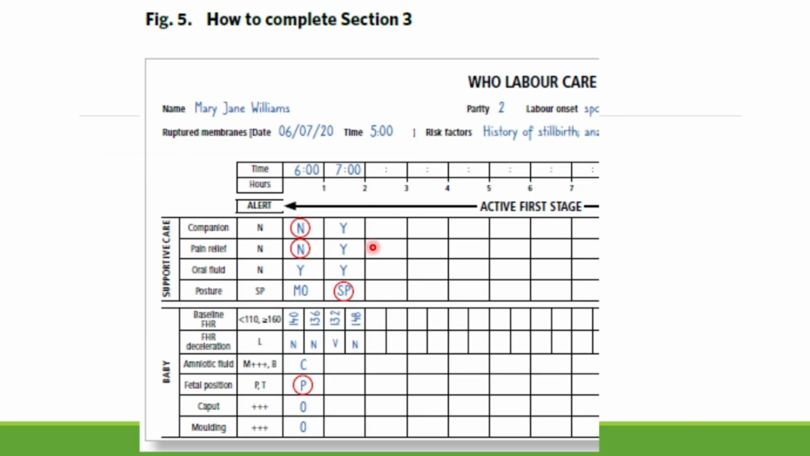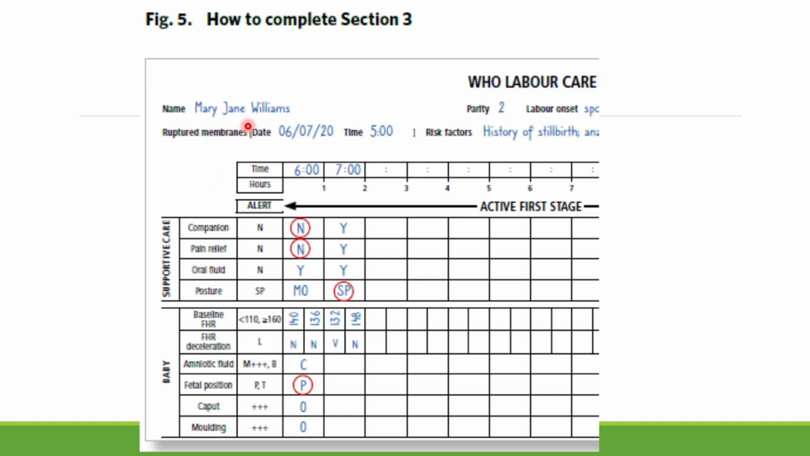As we see here, keep in mind that these observations concerning the fetal condition are made every 4 hours because they are conducted with PV examination, and as we know, the PV examination is recommended every 4 hours in normal labor if there is no other abnormality.